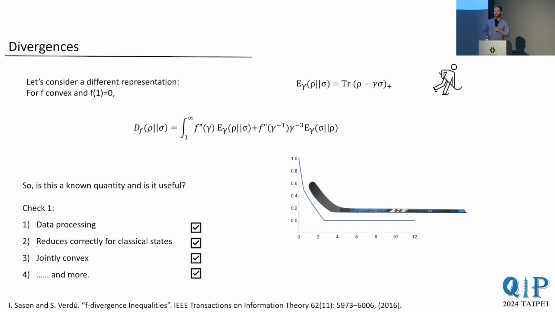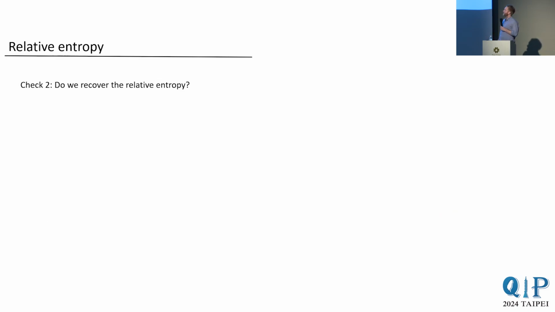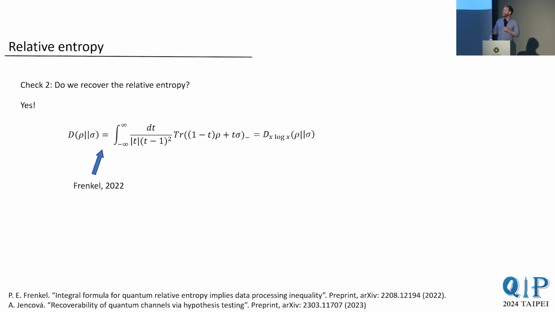The next thing we want to check is whether what we're doing here is just reproducing stuff that we already know. Is this a quantity that we have already been working with? The first thing we check is, does this correspond, for the right function f, to the relative entropy? In fact, most of the work here was already done by Peter Frenkel in a very recent paper from 2022. And he gave an integral representation for the quantum relative entropy.